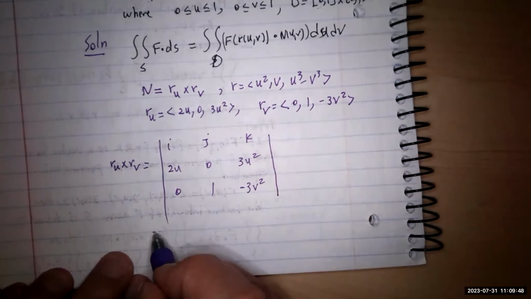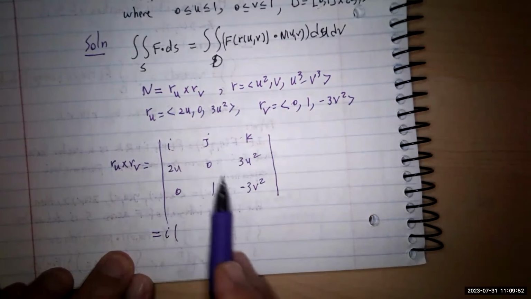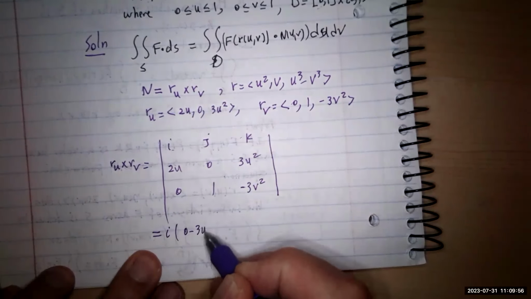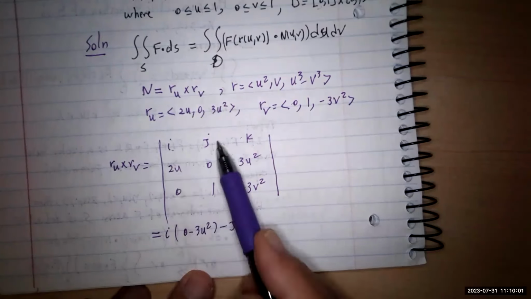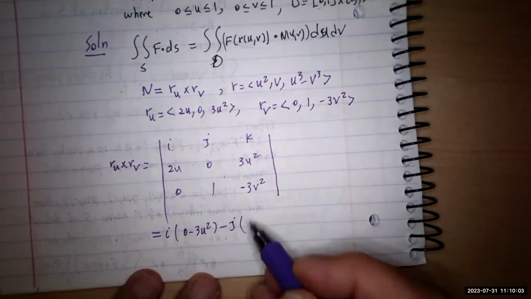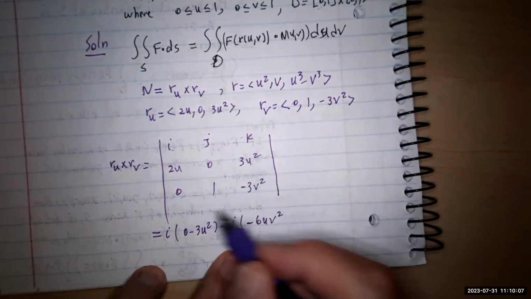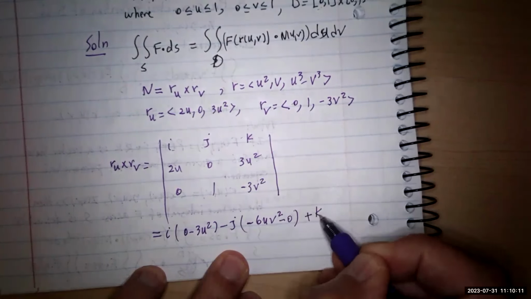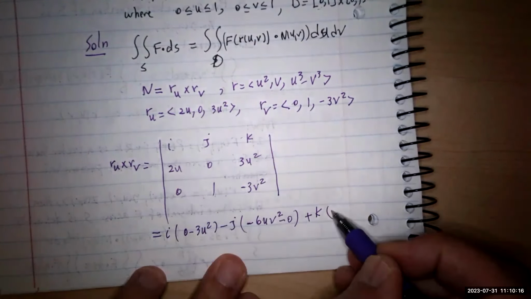Get this determinant. It's going to be i times: eliminate the first row and column, so that gives you 0 minus 3u squared. Minus j times: eliminate the first row and second column, so that gives you negative 6uv squared minus 0. That's the j, and then the k: eliminate the first row and last column, so that gives you 2u minus 0.